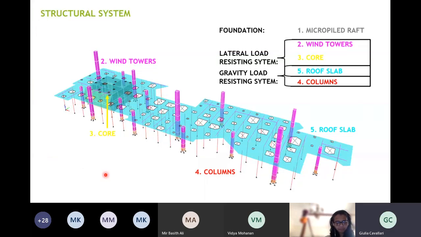We are going to look at the structural system of this building. The structure is standing on a foundation of a micropile raft, and the superstructure consists of wind towers, which you see in pink. Wind towers are a traditional element of Middle Eastern architecture, and here have been replicated in a modern key. They were part of the lateral load resisting system together with the RC core, while the gravity loads were taken down from the roof to the foundation with RC columns that we see in red.